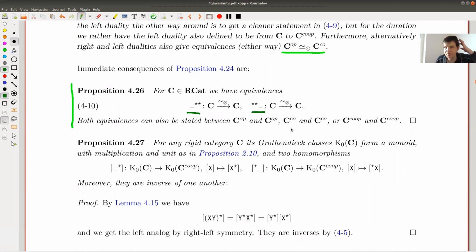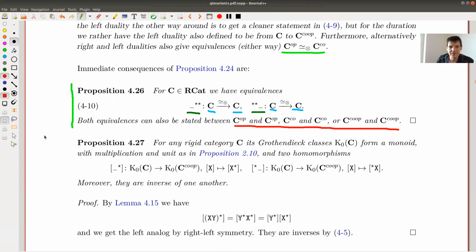And the nice thing about taking double duals is that you now get the corresponding statement from C to C and not from something like C to C co-op. And you can state them in various versions, as I say here. So they give you really equivalences between all those, whatever you like. I mean, this is just a choice, right? Whether you like C or C op, this is really just a choice.